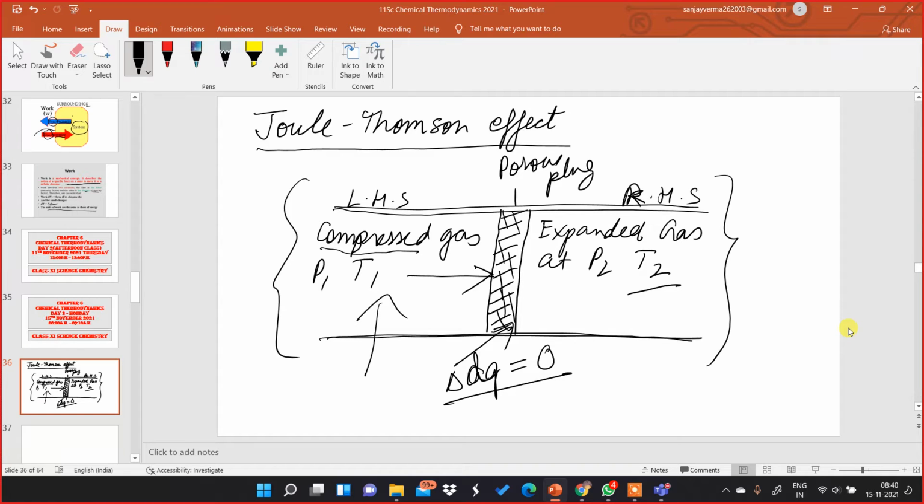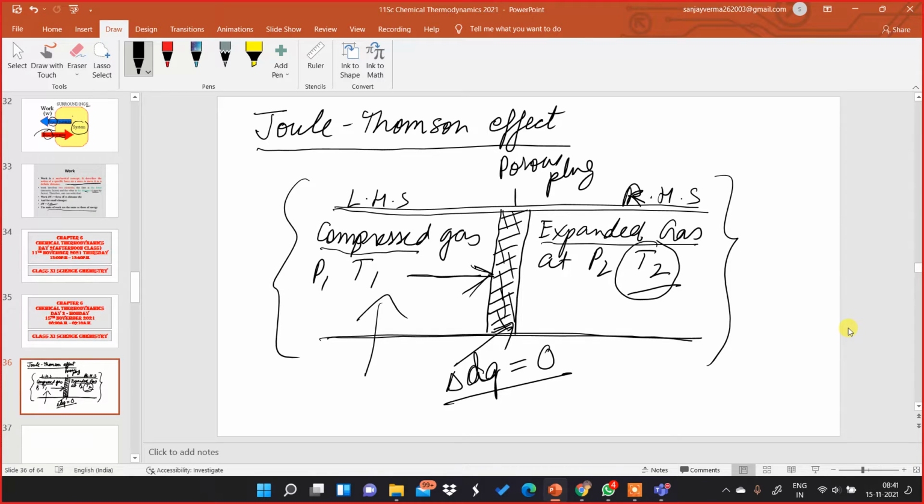Whenever there is no exchange of heat, when the highly compressed gas is passed from a region of high pressure to a region of low pressure, it expands and there is a sudden change in temperature. The temperature can either be lowered or increased suddenly. This change in temperature is called the Joule-Thomson effect.